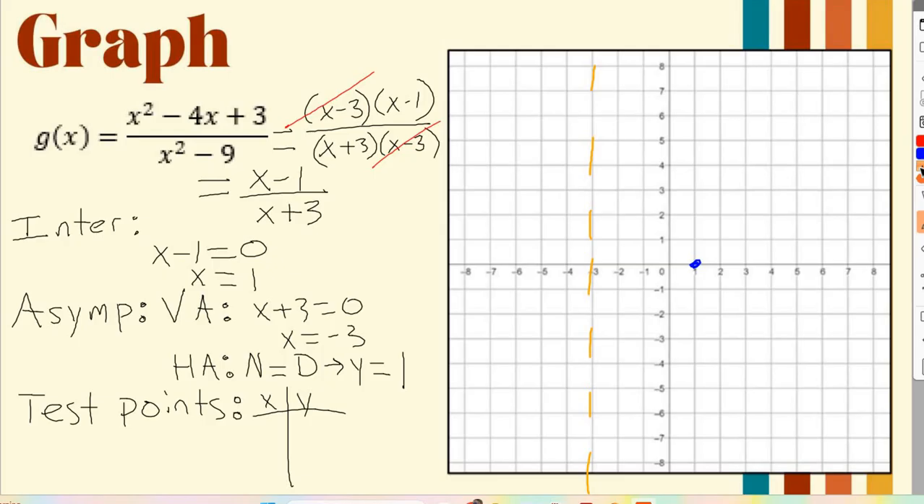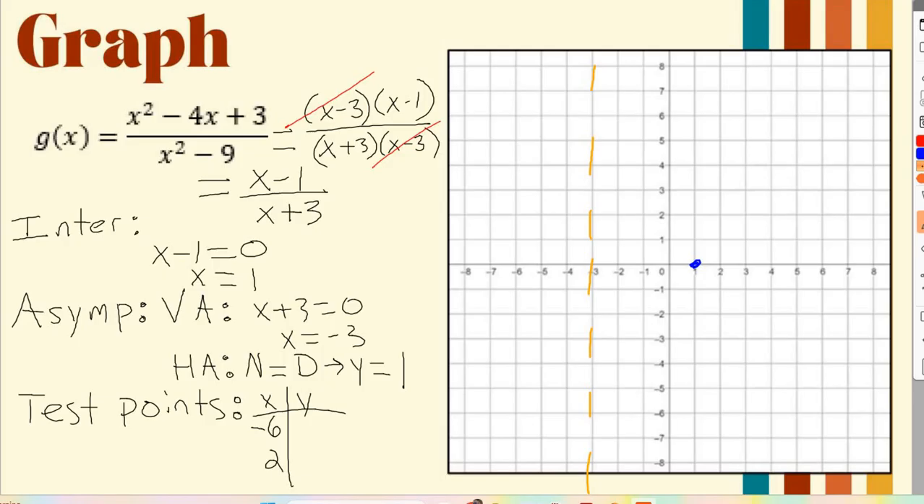So what is the value that we could pick before -3? -6. Sure. And after -3? 2. Okay, again, we're plugging into our reduced form here. We do have x's on top this time, so we do have to plug into both.